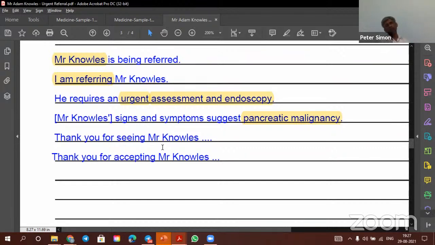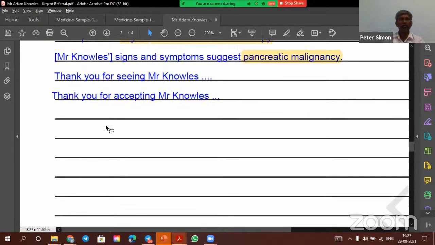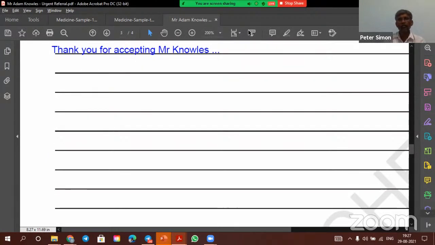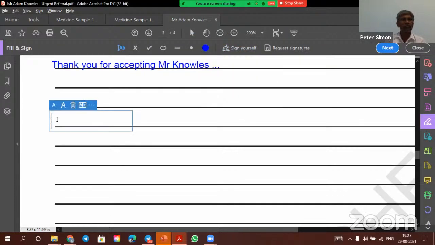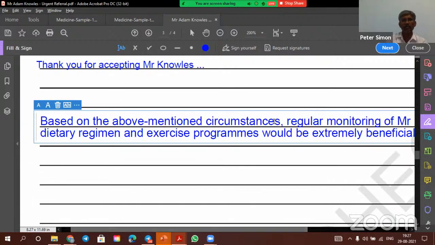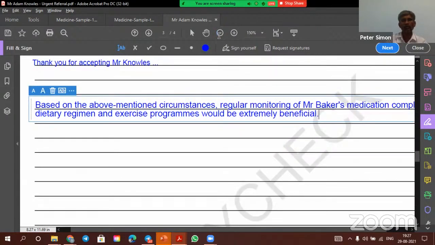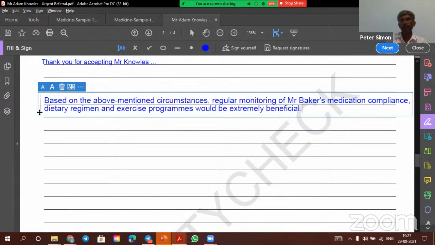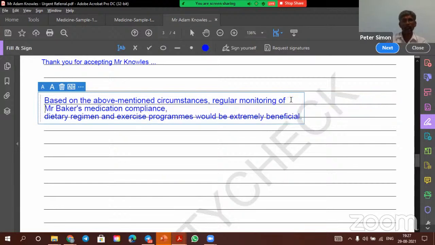So, this is the way how you can write. This is the introduction. Then, conclusion. Conclusion, you can write 2 sentences. Okay. Based on, okay. So for example, here I have given 1 sentence.